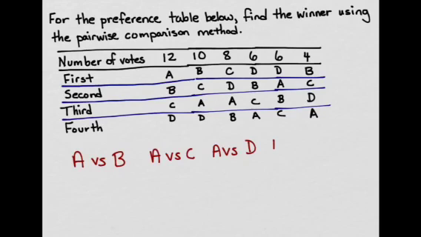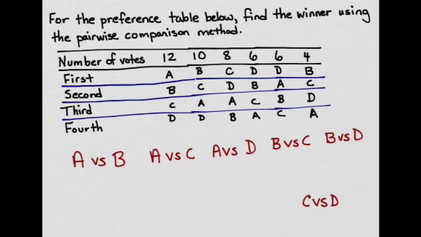We could also look at B versus C, B versus D. I'm just going to run out of room. I just have one more to do. Let me squeeze it in at the bottom. C versus D. Now those are all the possible matchups.